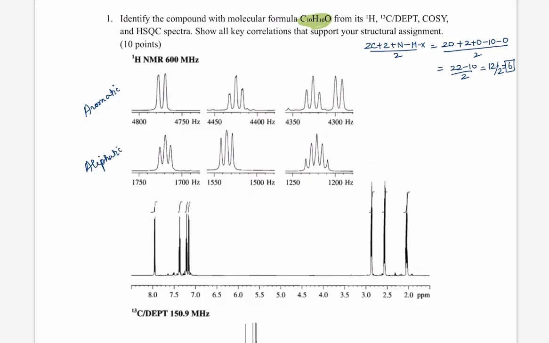And now let's also look at the splitting patterns here. So this is a doublet. This is a triplet of doublets. And then this is a triplet. This is a doublet. This one right here is a quintet. This is a triplet. This is a triplet.